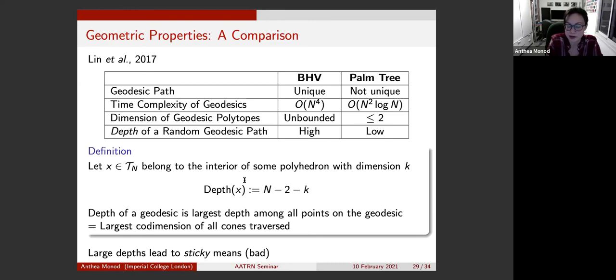The dimension of the polytopes, so the dimension of subspaces, is at most two. And then there is the depth of a random geodesic path. The depth here is basically the largest codimension of all cones traversed between two points, and it's actually low. I'm not going to focus too much on this idea of depth, but low depth is good because large depths lead to sticky means. So these last two properties, a dimension of at most two and low depth, are very promising towards bypassing the problem of stickiness and lower-dimensional subspaces.